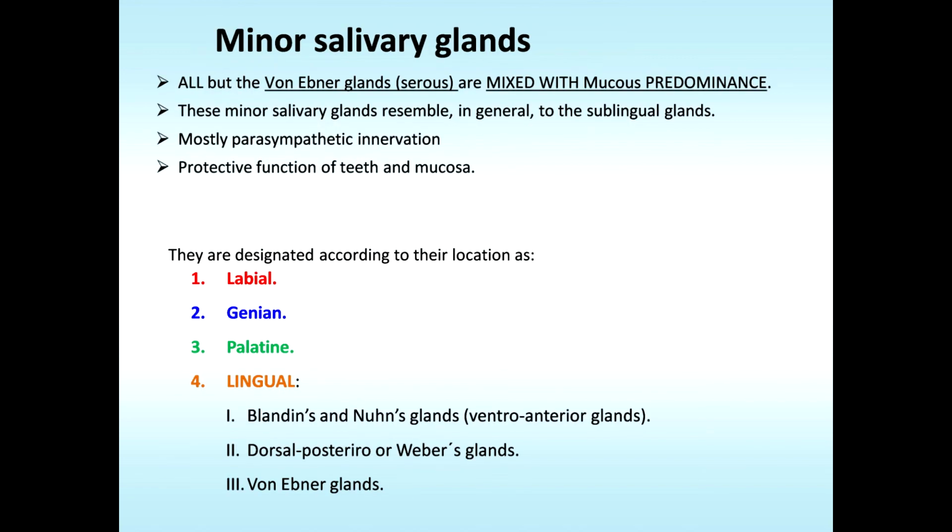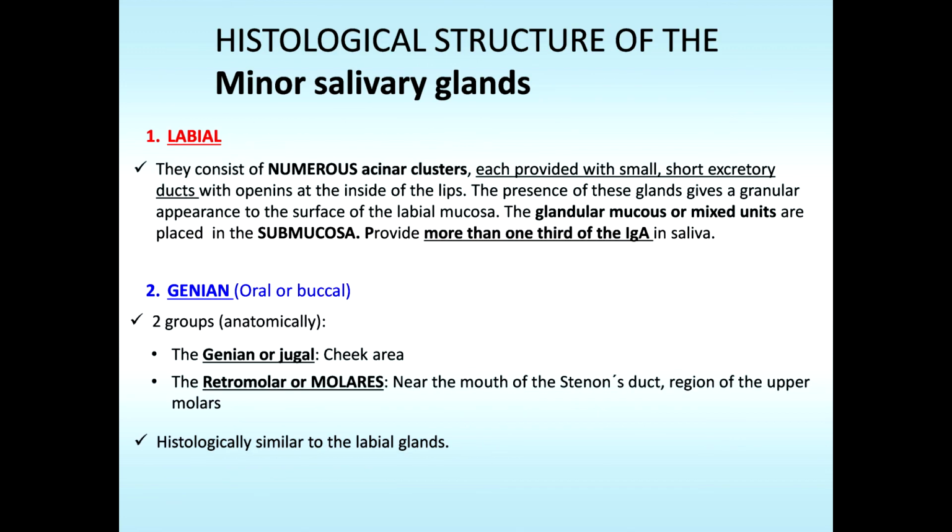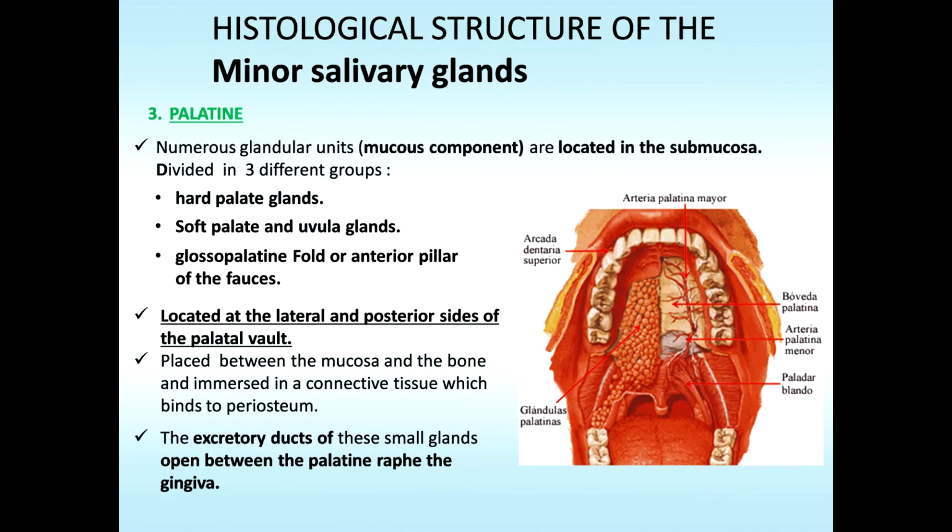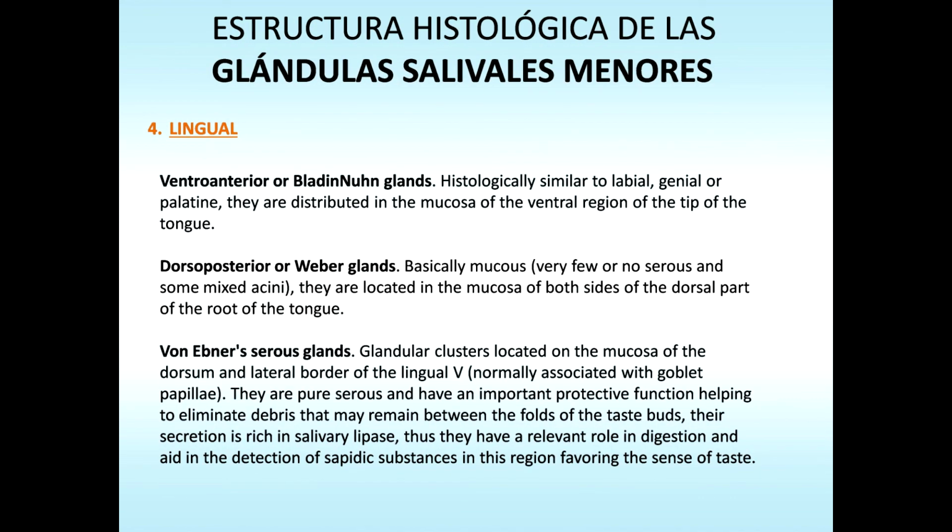We have several types according to their location. Thus, we may have the labial, the genian, the palatine, and the lingual. Within the lingual, we are going to have the Blandin and Nuhn glands, the dorsal posterior Weber's glands, and the von Ebner glands. In the next slides, you have the principal characteristics of each one.